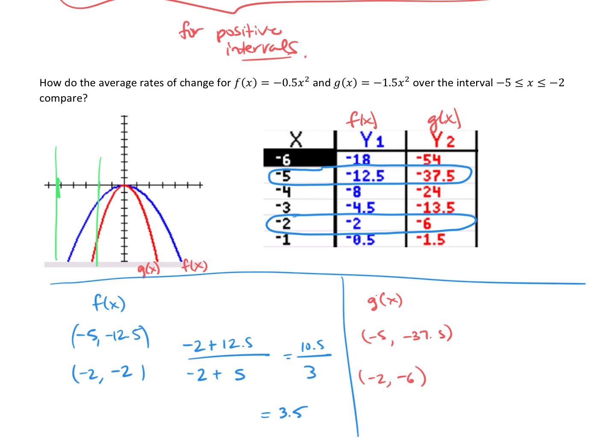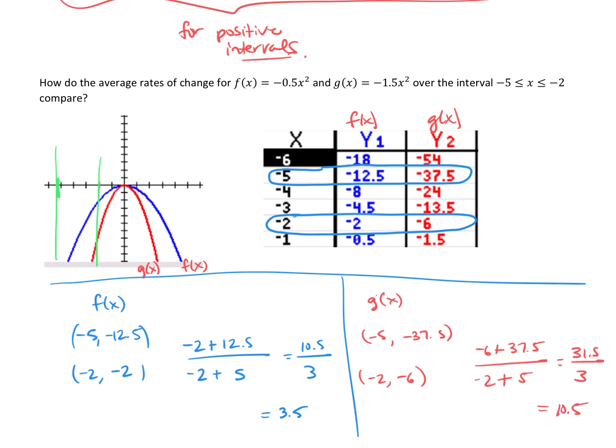Now we find our average rate of change, y2 minus y1. So -6 minus a negative turns into plus 37.5, over -2 minus -5 turns into plus 5. That's going to give us 31.5 over 3. We divide that out and we get an average rate of change of 10.5.